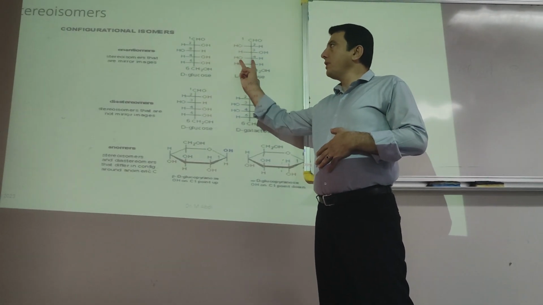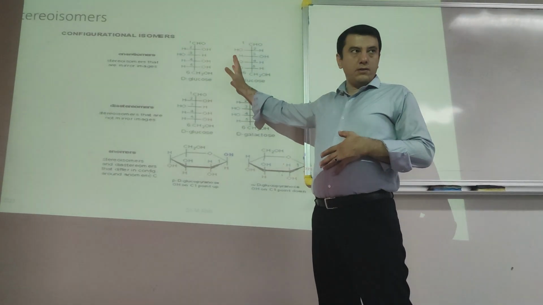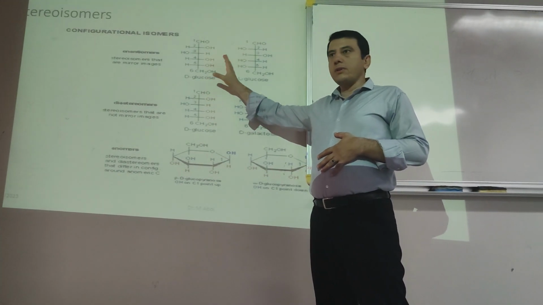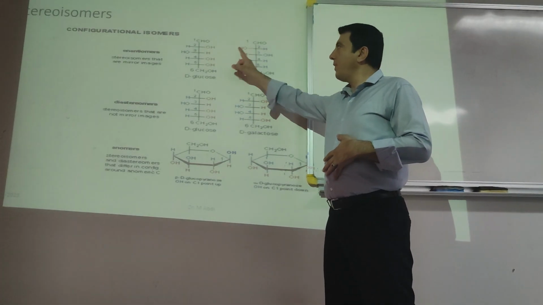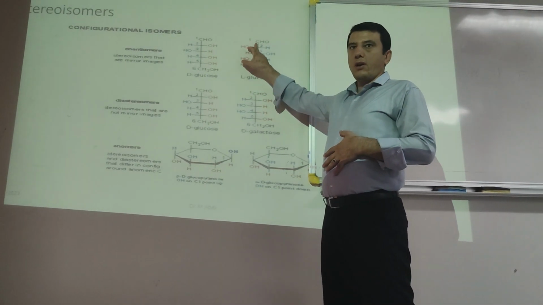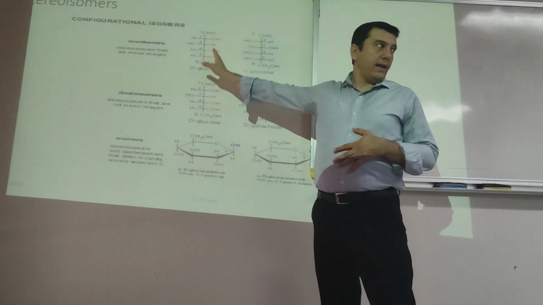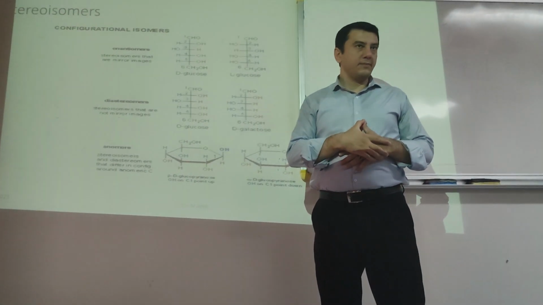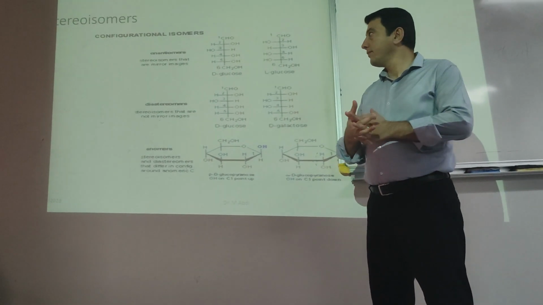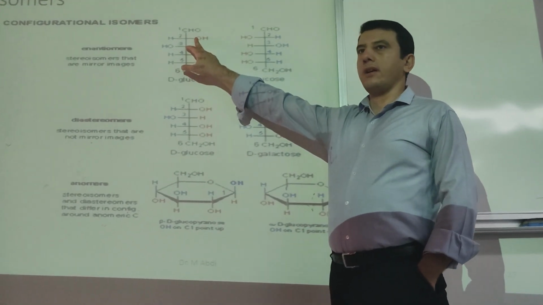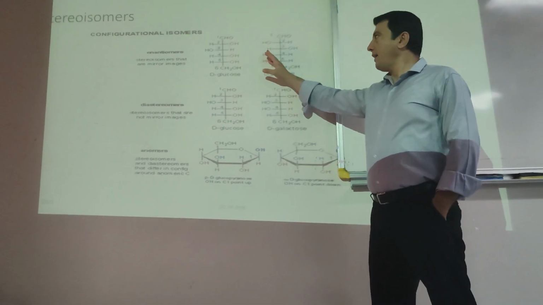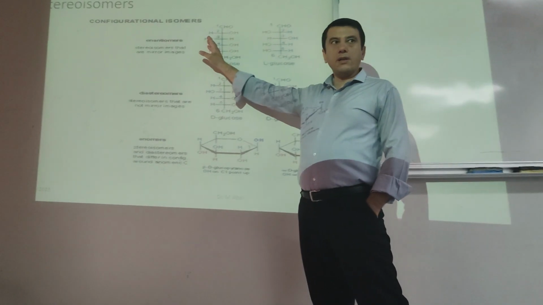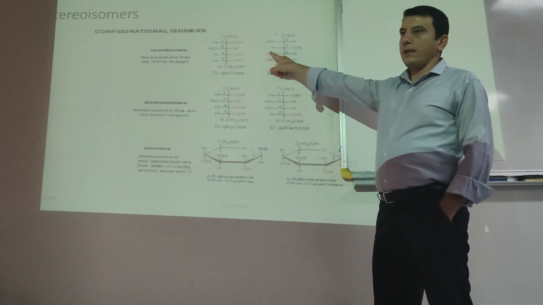However, for two enantiomers, although the directions of the OH groups are not the same, those directions are completely mirror images. For example, whenever an OH group is located on the right, the other one is on the left, and so on.